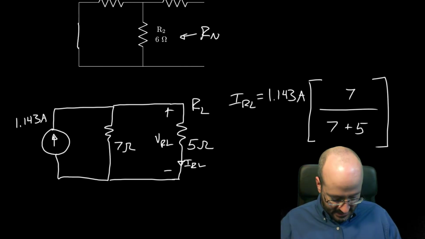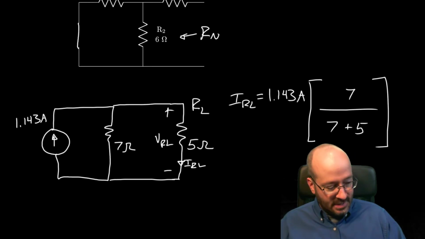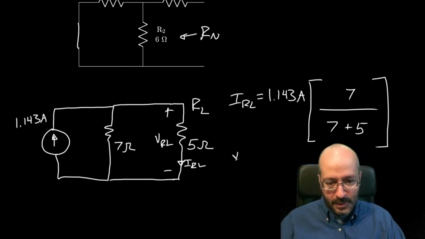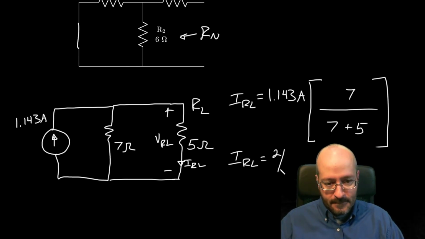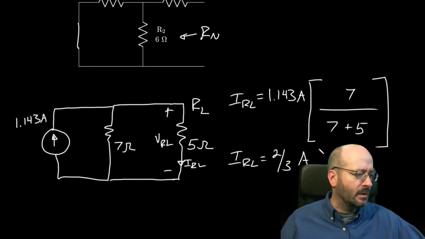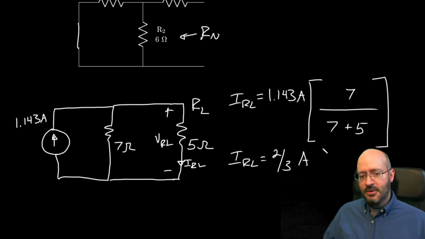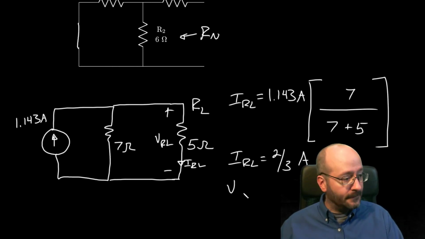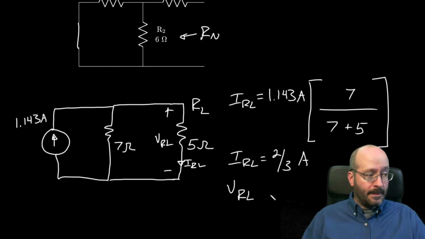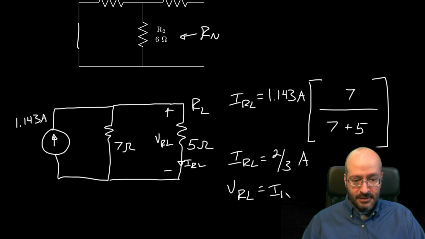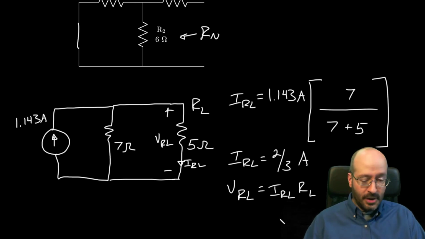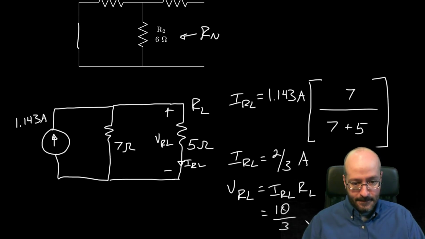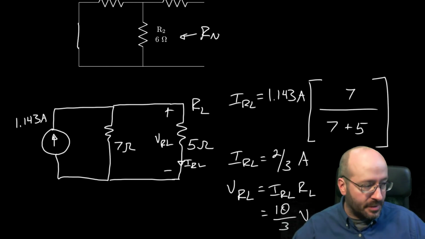So let me go ahead and do that. 7 divided by 12 times 1.143, and that gives us 2/3. That feels familiar. I think I recorded that video 1 or 2 days ago. That number feels familiar. Okay, 2/3 of an amp flowing through a 5 ohm resistor. We can say the voltage across the resistor is just the product of those two things, and we end up with 10/3 of a volt. Okay, 3.333.